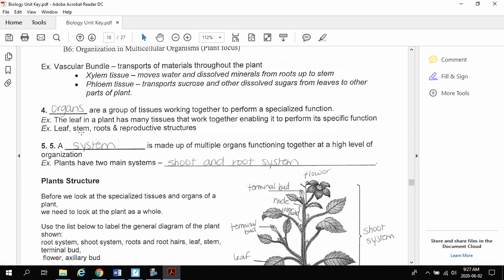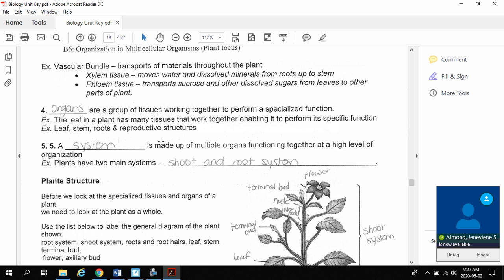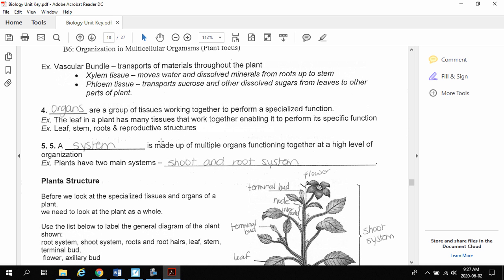The next one is number 5. A system, or sometimes I call it an organ system, is made up of multiple organs functioning together at a high level of organization. So in our bodies, this would be like our digestive system. Mouth to anus, that's our digestive system. We have lots of organs within that system, your stomach, your intestines. We have supportive organs as well. Something like your gallbladder is a supportive organ of your digestive tract. So that's an organ system: multiple organs that function together at a high level of organization.